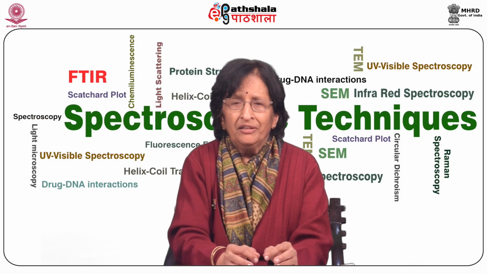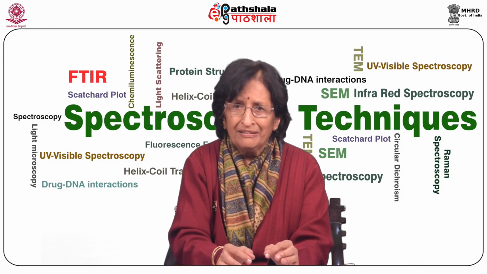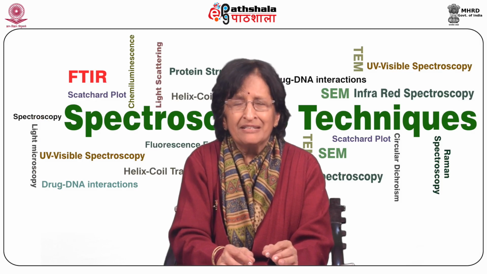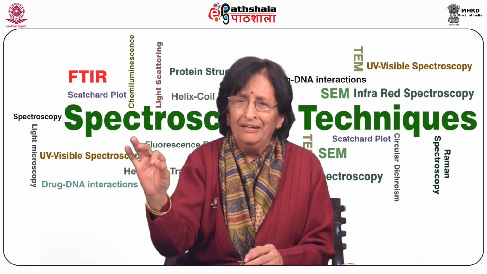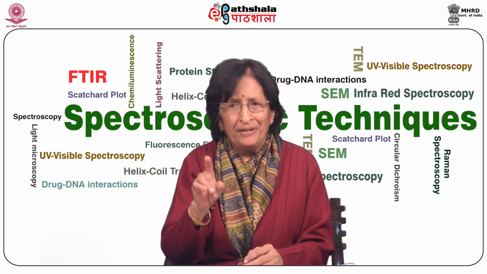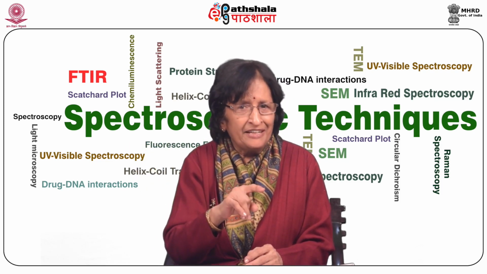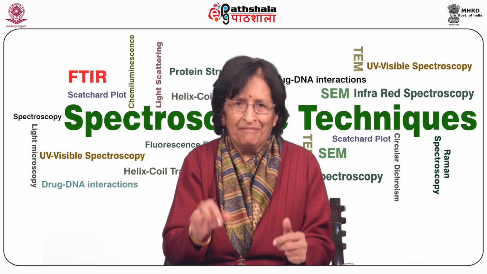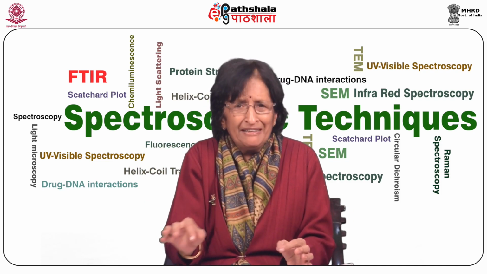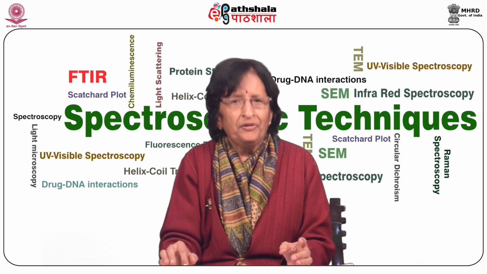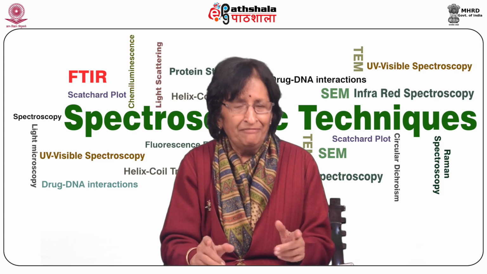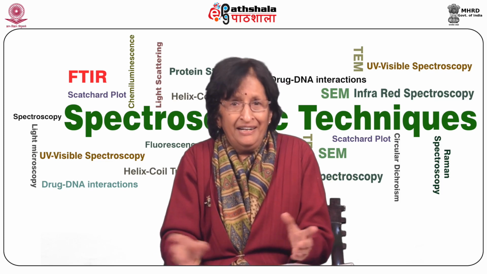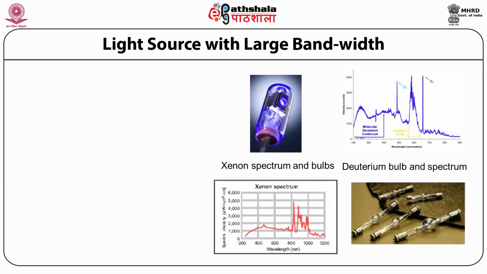We need a UV-Vis spectrometer, which typically measures intensity of the light passing through the sample, and then it compares the same with the intensity before it has passed the sample. A typical setup consists of a source of monochromatic light, a sample holder where you will keep your sample, and an analyzer. Generally, we use a light source with a large bandwidth.